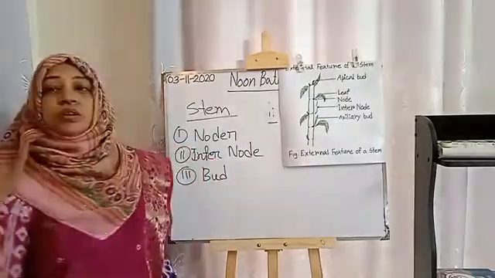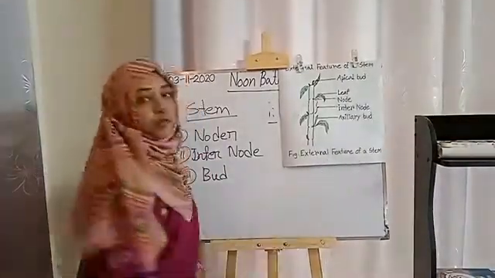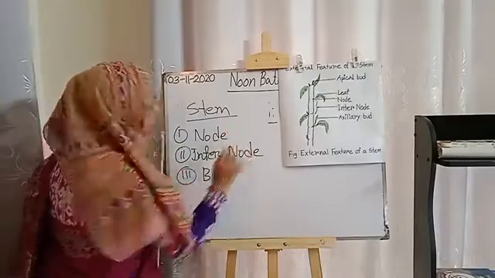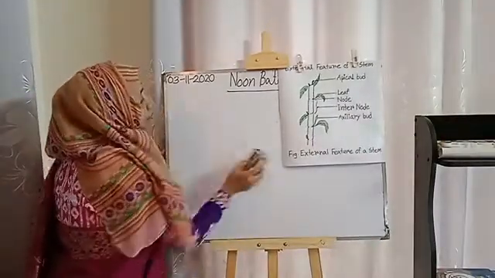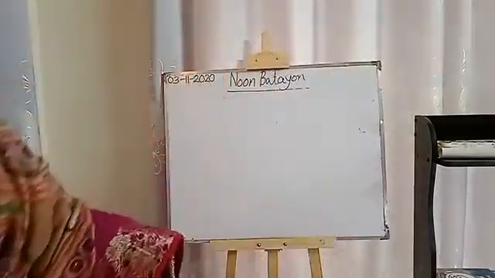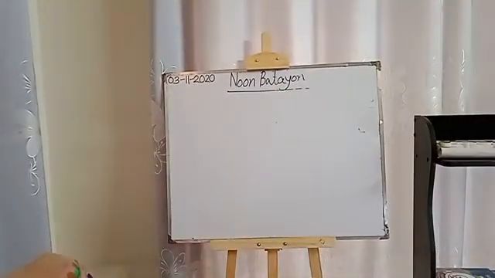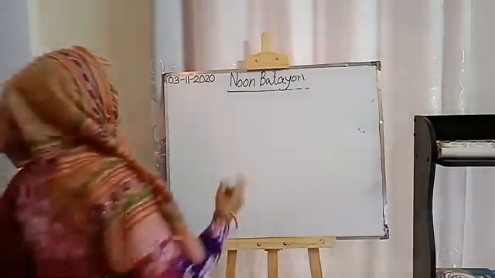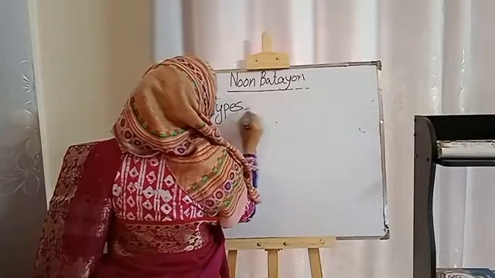Okay. So we have just learned the different parts of a typical stem. What are the parts? Node, internode and bud. Now we are going to learn the different types of stem.